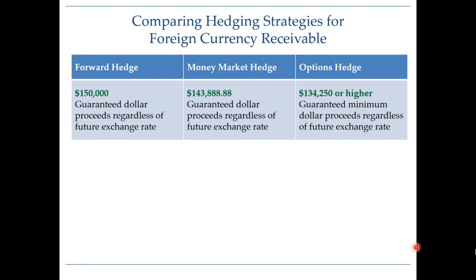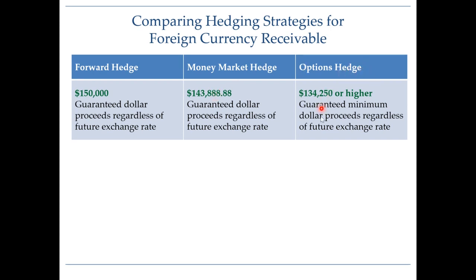Now let's compare the three different hedging strategies we have covered for foreign currency receivable. So forward hedge meant that we agreed to sell 100,000 pounds at the forward rate by taking a short position on a forward contract, and we locked in a guaranteed total dollar proceeds of $150,000. Money market hedge guaranteed us $143,888, and this is regardless of future exchange rate.